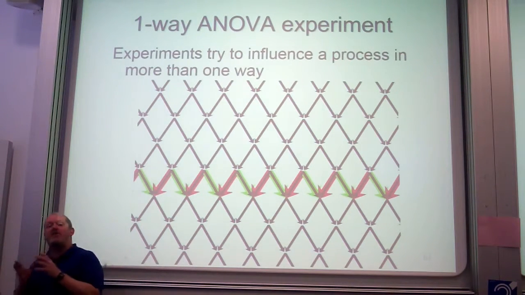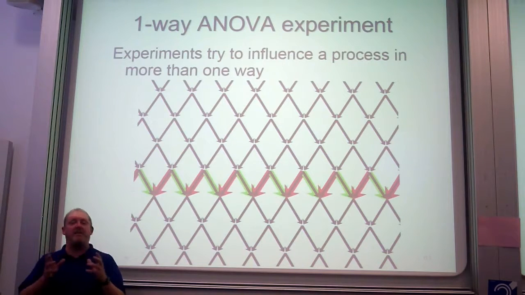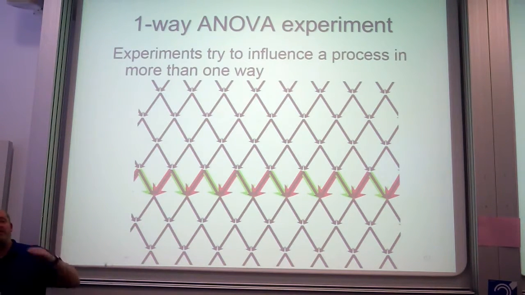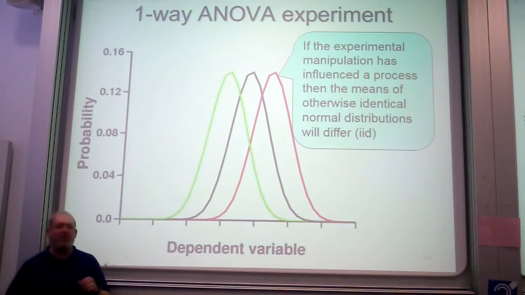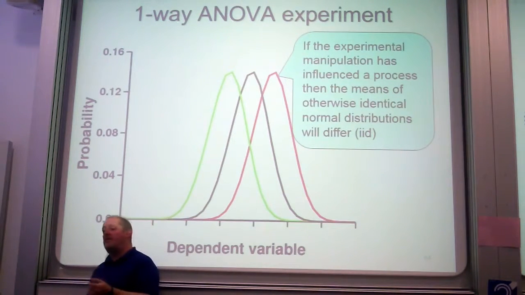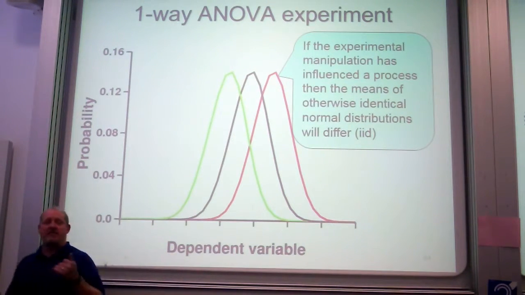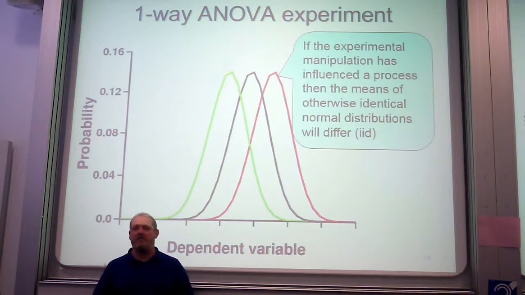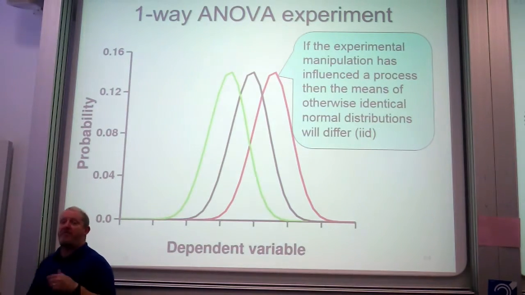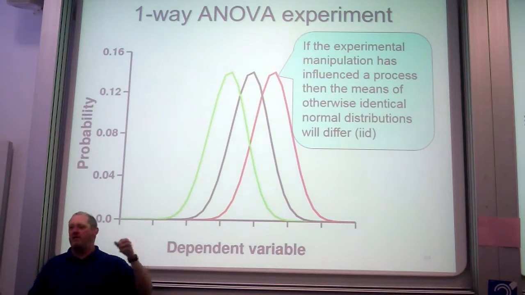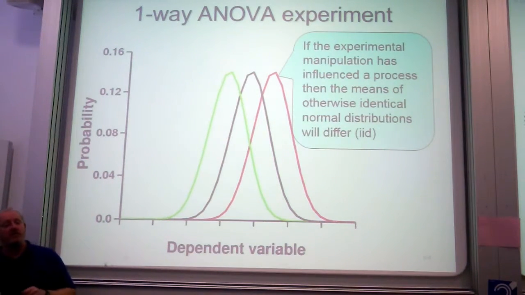Okay, so that's the only change conceptually that we're doing, adding in another condition. And it's going to influence a process or set of processes in more than one way. So now we'll end up, instead of having two identically distributed distributions with different means, different positions along the dependent variable, we have 3 or 4 or 5, however many it is. So we've just got more than 2.